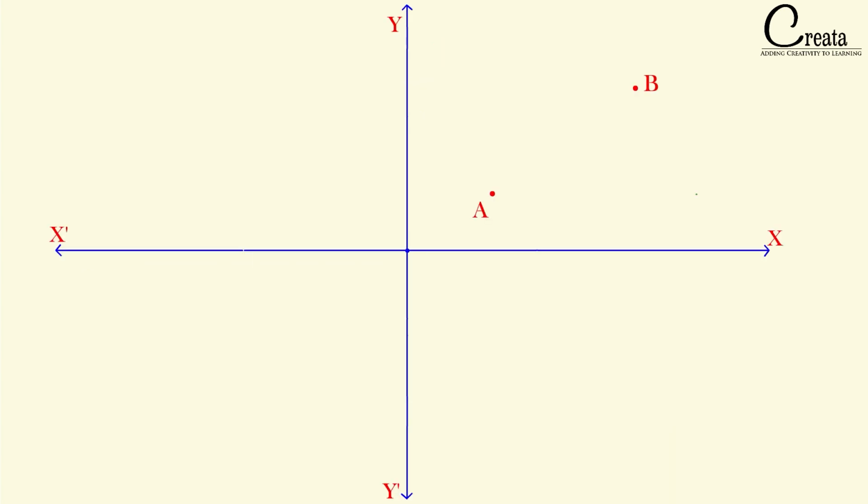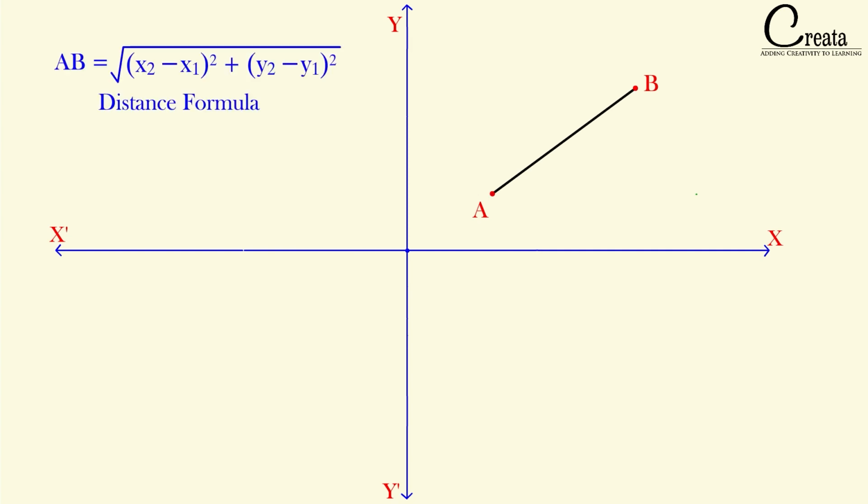Let's move further. If we have 2 points and we have to find the distance between them, then we will use the distance formula. Suppose the first point is x1, y1 and the second point is x2, y2. The distance between these 2 points A and B will be root of (x2 minus x1) whole square plus (y2 minus y1) whole square. Got it? Through this formula we can find the distance between any two given points.